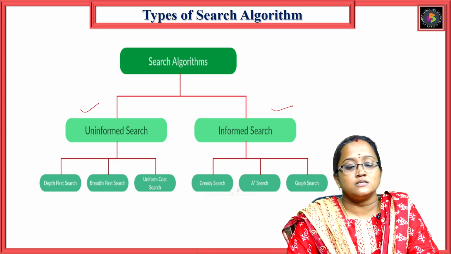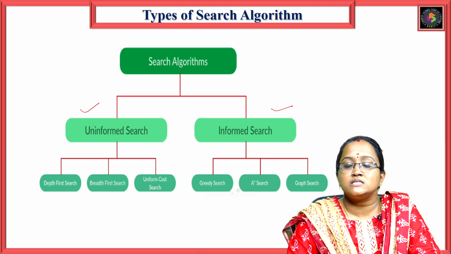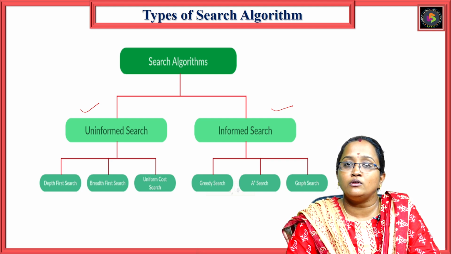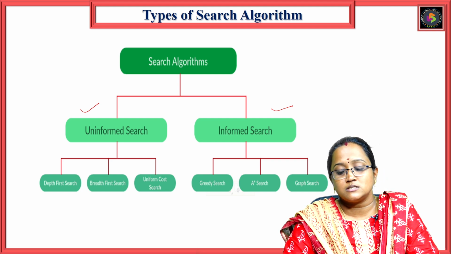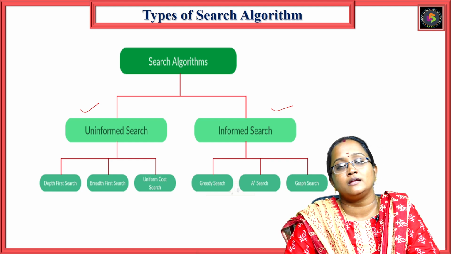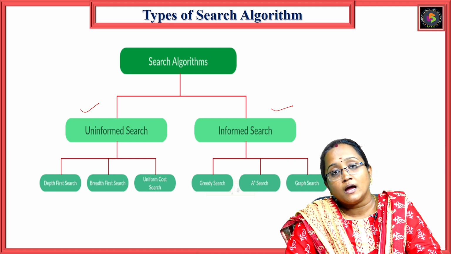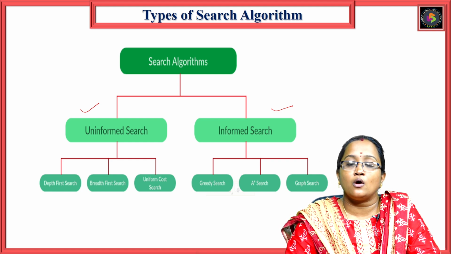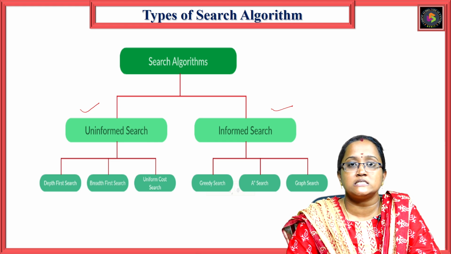Uninformed search is of three types: depth first search, breadth first search, uniform cost search. Informed search is of greedy search, A star, graph search. These come under informed search. So today we are going to see about depth first search.